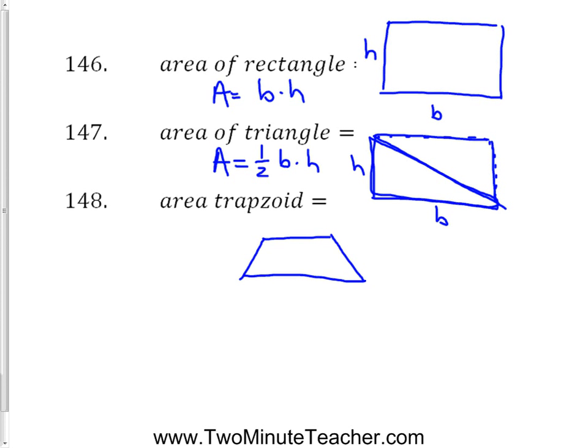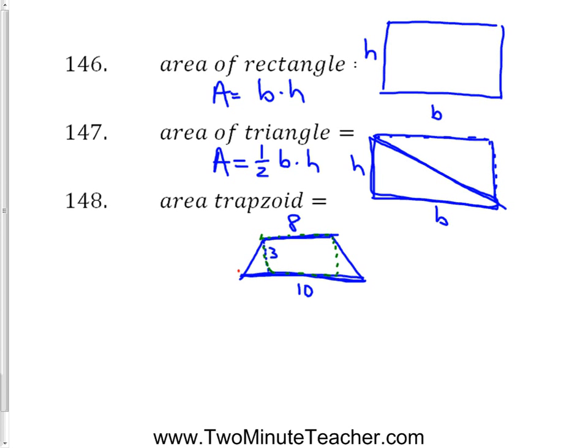Area of a trapezoid. A trapezoid, first of all, looks like this, and it has two different base sizes. One way I like to think of it is that this base right here is 10, and this base, let's say that it's 8. If I used base times height, and let's say my height here is 3, 10 times 3 would be too big for this area, because it would include this area over here and this area here. On the other hand, 8 times 3 would be too small, because it would be just this area inside there, and it wouldn't include enough.